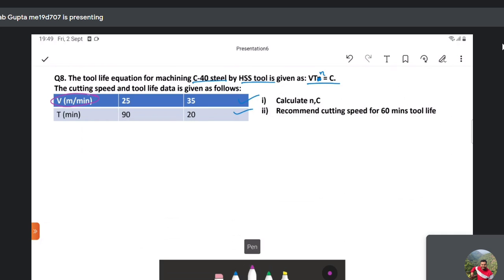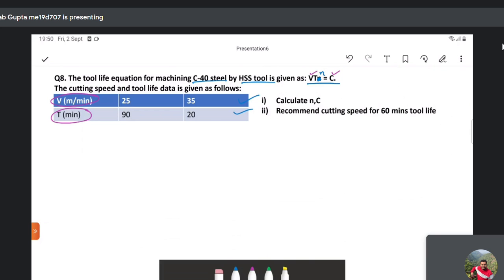You should be careful about the units, because your C should have the units such that V and T are also maintained. If we are taking V as meter per minute and T as minute, accordingly the units for C will change. So generally V is meter per minute and T is taken in minutes.